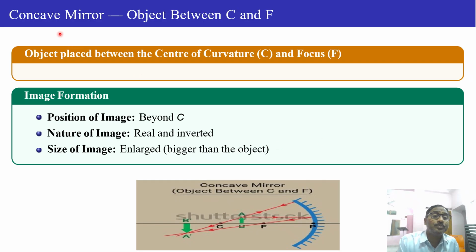Now coming to concave mirror object between C and F. In earlier case object taken beyond center of curvature and we got the image in between center of curvature and focus. But now we are taking object in between C and F and getting the image beyond center of curvature. So position of image beyond center of curvature, nature of image real and inverted, size of image enlarged, bigger than the object.